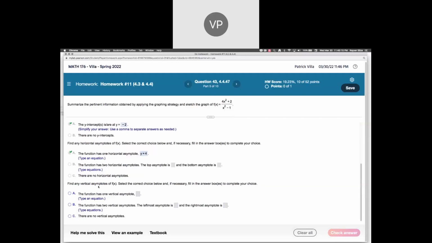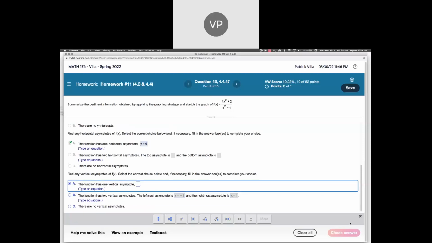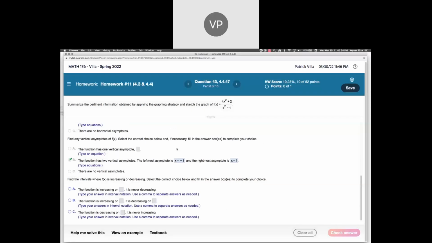When we do a vertical asymptote, well, remember we already talked about where it doesn't exist. The leftmost asymptote, and they want equations. x equals negative 1 is one of them, and the other one, the places where x doesn't exist, is at positive 1. We got that one, yep.